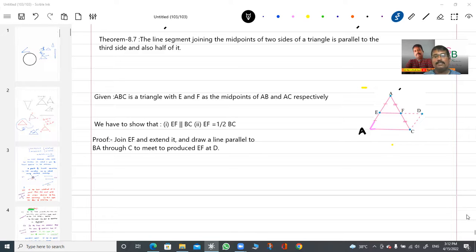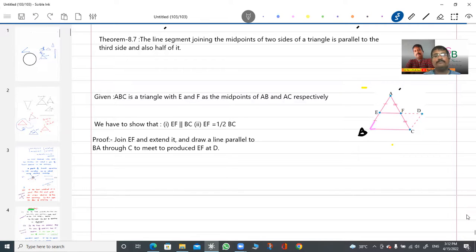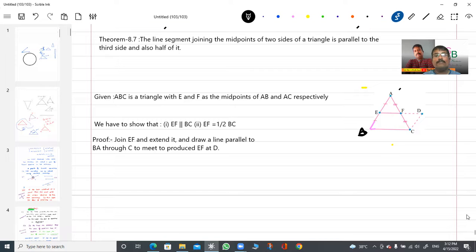That means here, ABC is a triangle. The midpoint of AB is E and the midpoint of AC is F. If we join EF, it is parallel to the third side and also half of it. So this is the theorem.